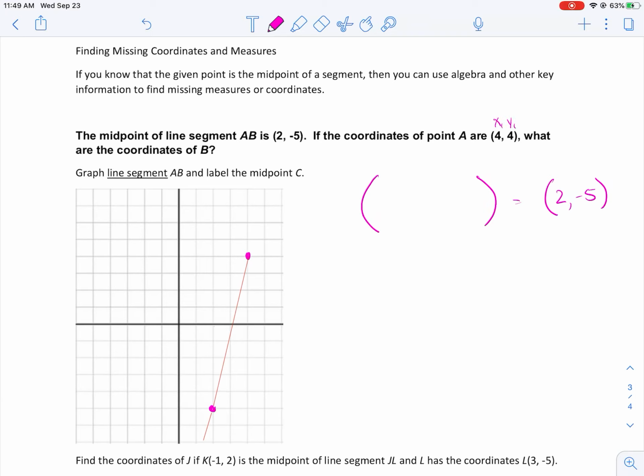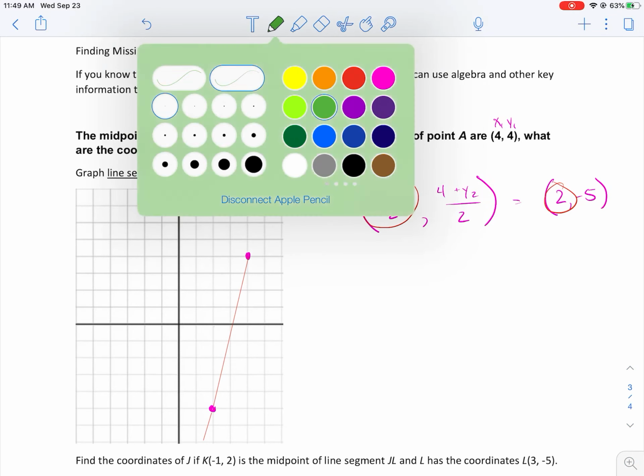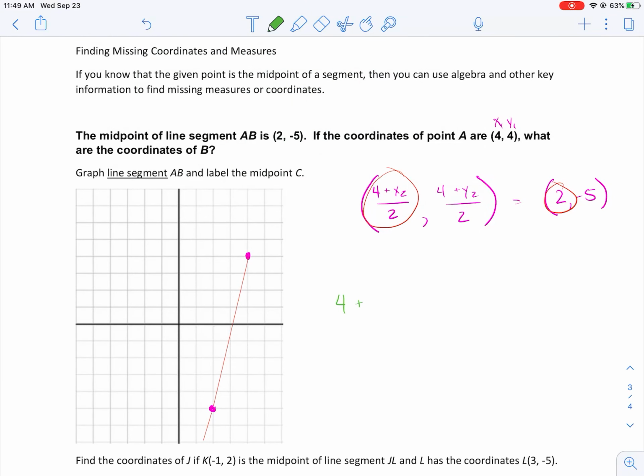So we'll just call this one x1, y1, okay? So (4 plus x2) divided by 2, and (4 plus y2) divided by 2, okay? What we're missing is our x2 and our y2. But what we can do is take this piece here and this piece and set it equal to each other. All right, which I'm going to do right now.